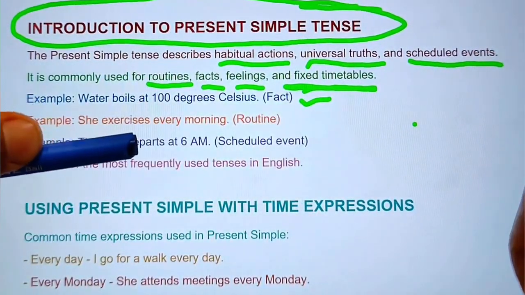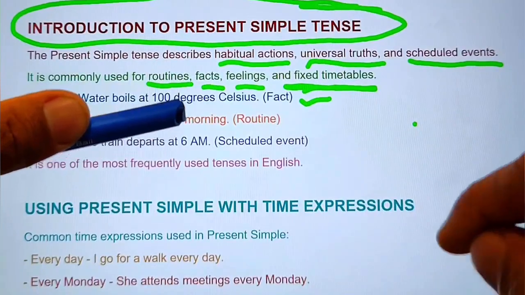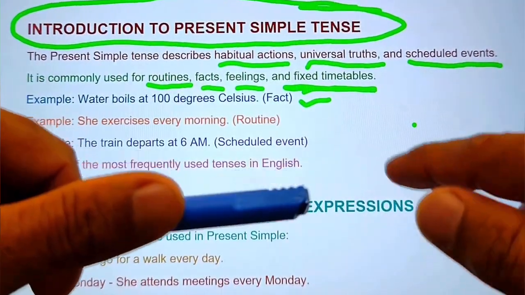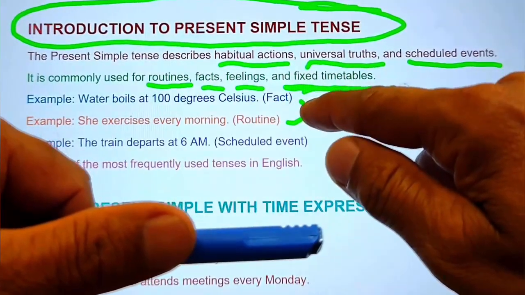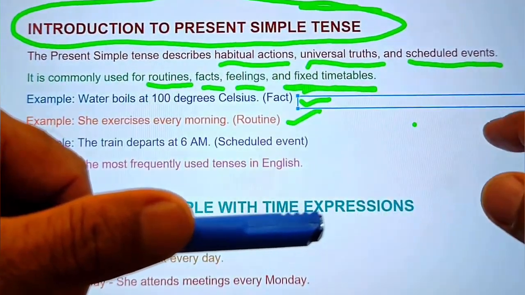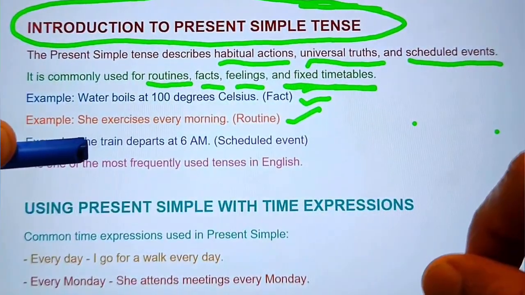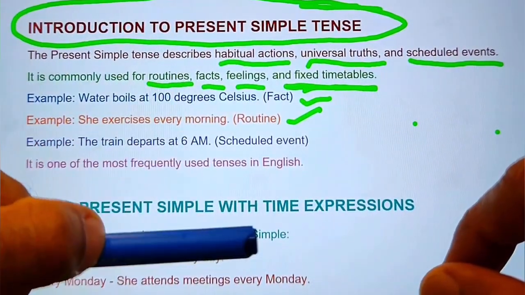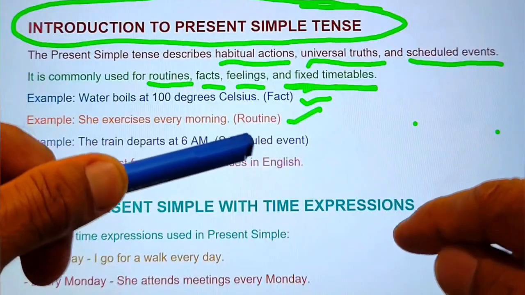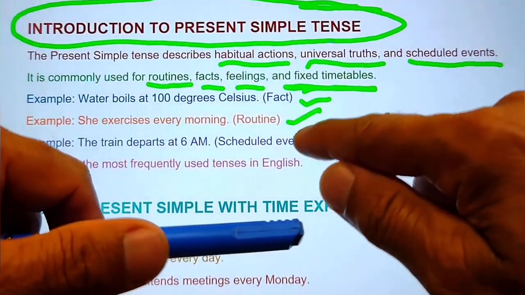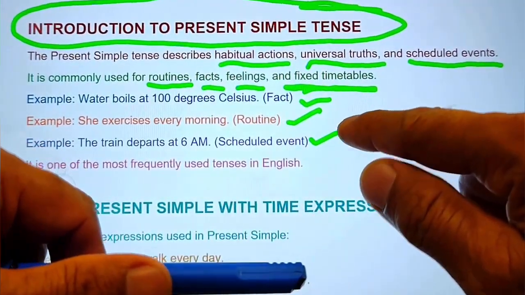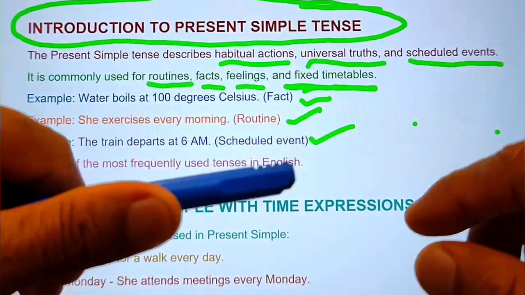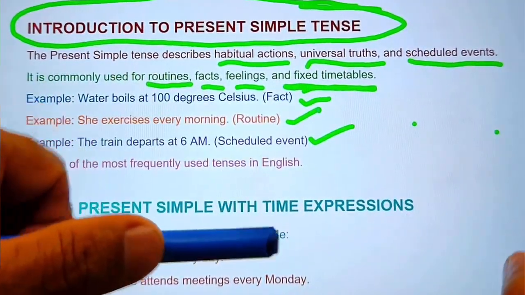Another example, she exercises every morning, and this describes a routine. We use present simple tense here because this is a routine. Next example, the train departs at 6 a.m. The 6 a.m. is a scheduled event, and the train departs at a scheduled time. Therefore, this describes a scheduled event.